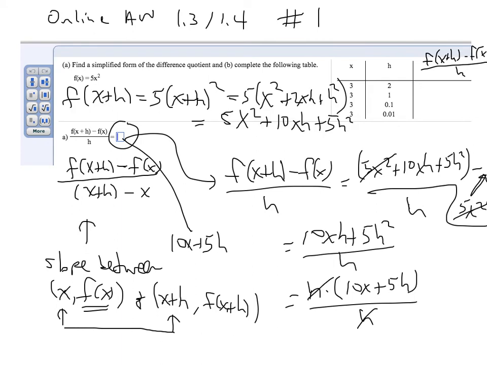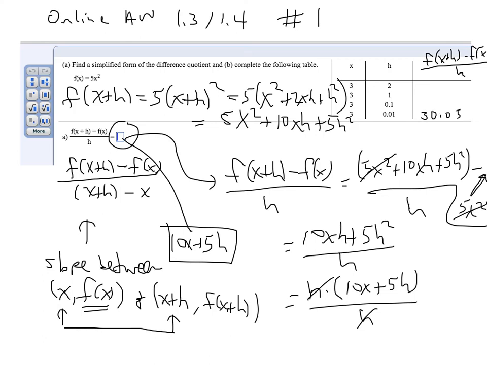And if I have that, then it makes it really easy to fill these values in over here. I don't have to use a simplified version. I could put all of these things into this in the first place and just get the numbers. But there's a good reason for doing that simplification. So for example, if I'm using x equals 3, I'll do the one that's closest to 0. If x is 3, then 10x is 30. And if h is 0.01, then 5h is 0.05. So the last row here will be 30.05.